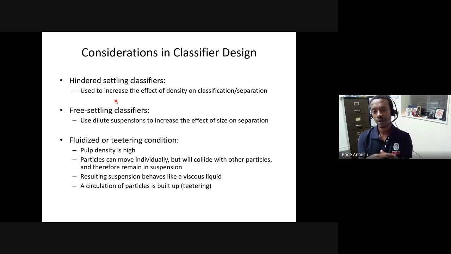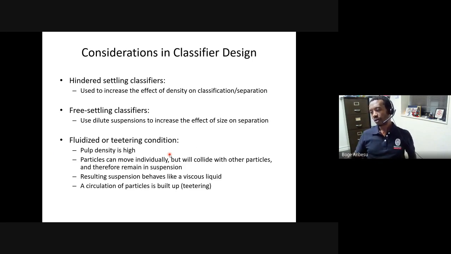In that case, the particle size is very comparable, so the main way of exploring separation should be density. Therefore you can maximize that by creating a hindered settling condition. But in the case where particles are uniform in density, maybe you're trying to separate a silicate from another silicate, particles may be of different sizes, so the size effect can be maximized in the case of a free settling classifier.